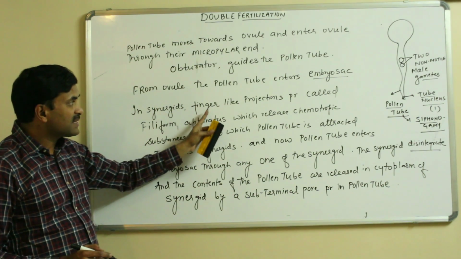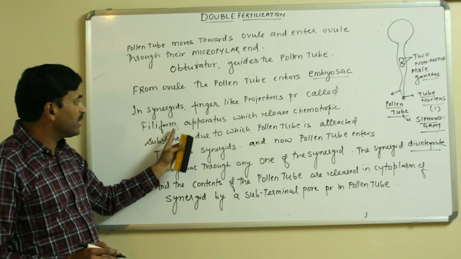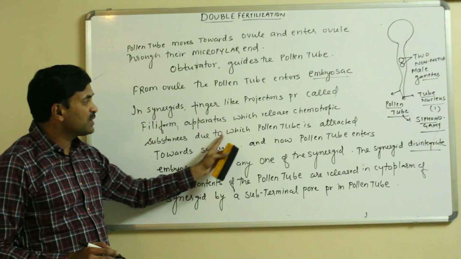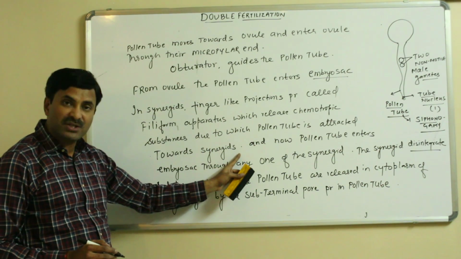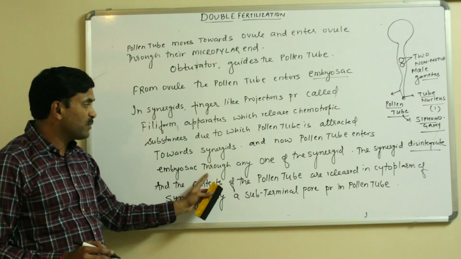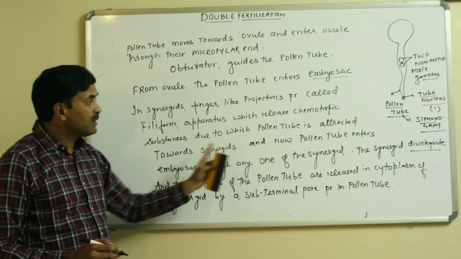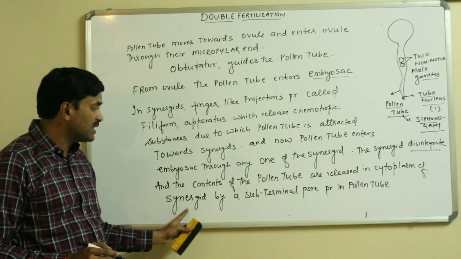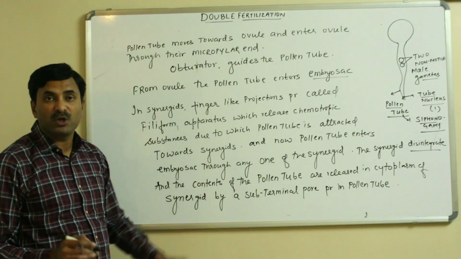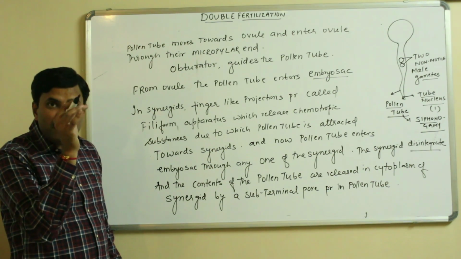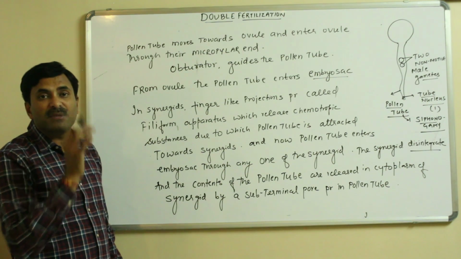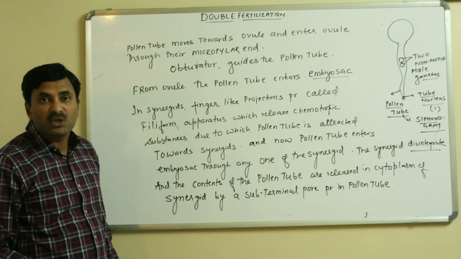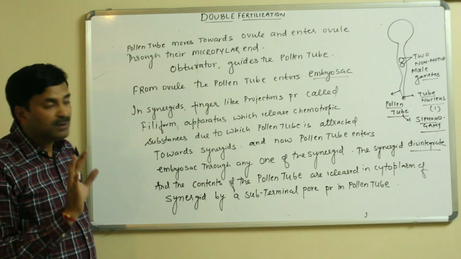In synergids, certain finger-like projections are present called the filiform apparatus, which release chemotropic substances, due to which the pollen tube is attracted towards the synergids, and now the pollen tube enters the embryo sac through any one of the synergids. The synergids disintegrate and the contents of the pollen tube are released in the cytoplasm of the synergid by a subterminal pore present in the pollen tube. Means just before the tip of the pollen tube, a subterminal pore is present, and by that pore the contents of the pollen tube are released in the embryo sac.